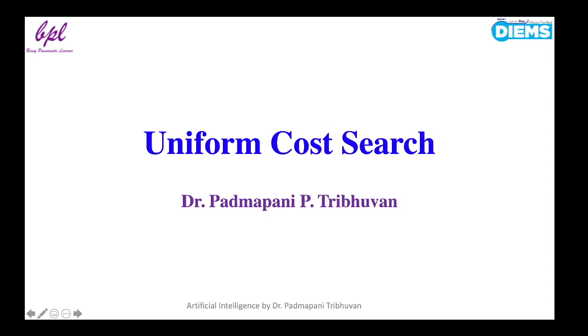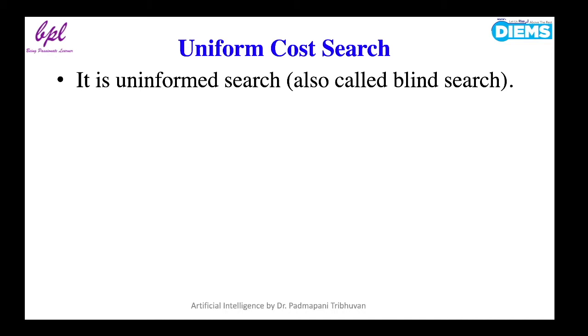In this video, I'm going to discuss Uniform Cost Search Algorithm. Uniform Cost Search Algorithm is an uninformed search algorithm. Uninformed search means that the searching strategies have no additional information beyond that is provided in the problem definition. Uninformed search is also called as blind search.